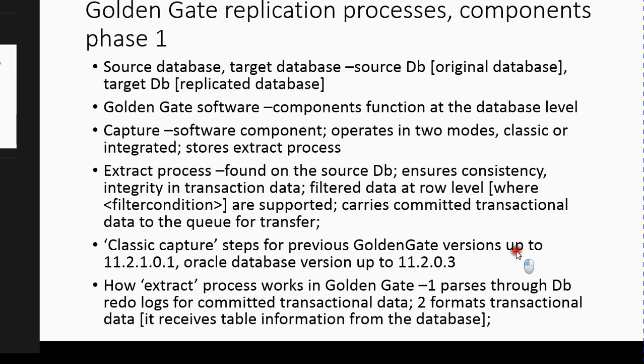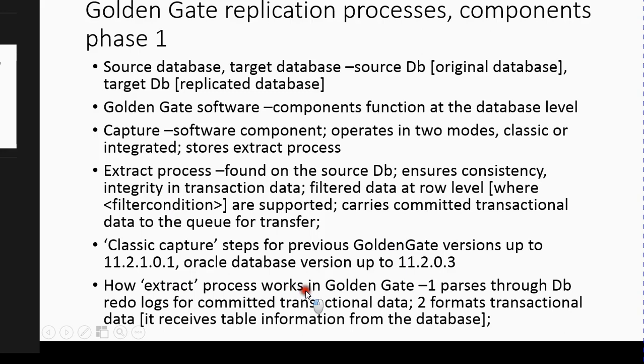They're individual components in the replication process. So basically, just be mindful that this is the name for the technology. Classic capture is the name for the technology that applies to this version of GoldenGate software and below, and for the database, to database versions that are below this versioning. So basically, this is how the extract process works.